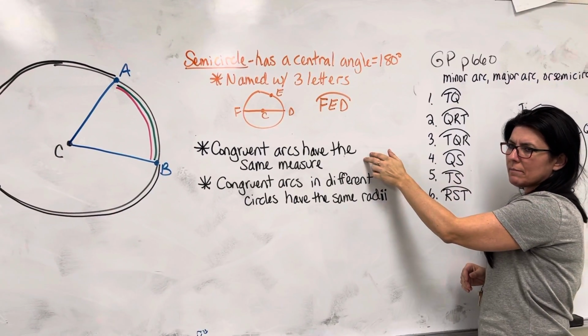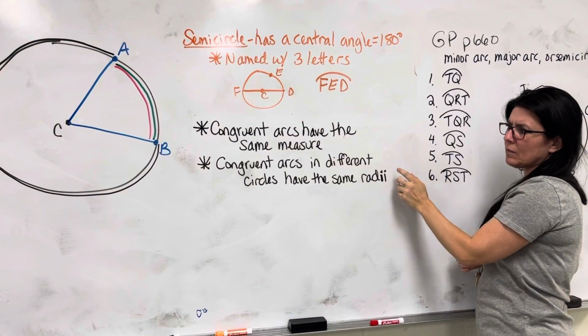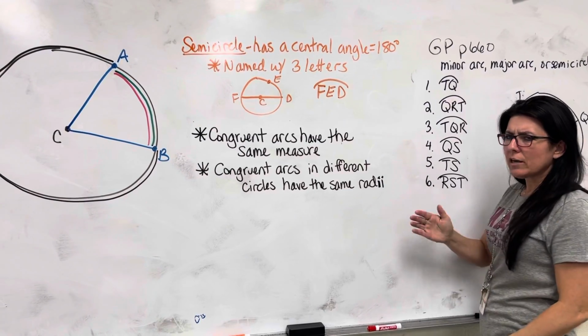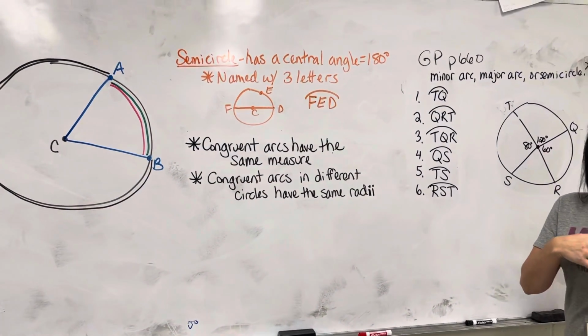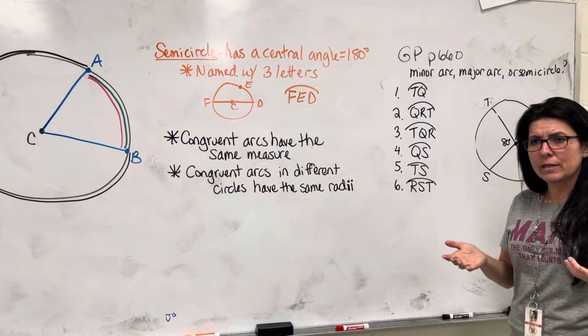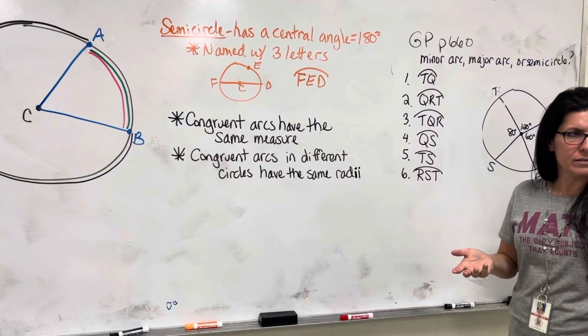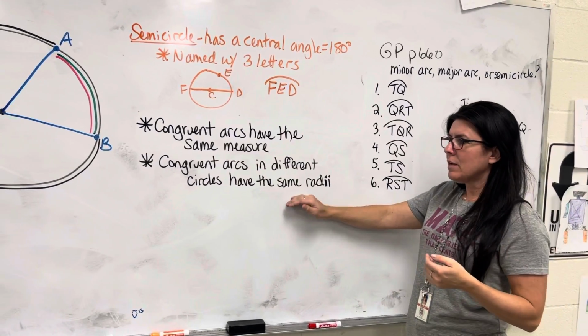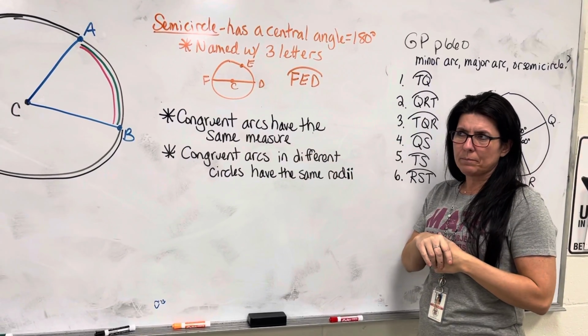Congruent arcs have the same measure. That should make sense. Congruent arcs in different circles have the same radii. Remember, we talked about this in 10-1, where the only thing that can be different with circles, because they have the same shape, is the radius. That's the only thing that can change. So if the radii are the same, then those arcs are going to be the same.